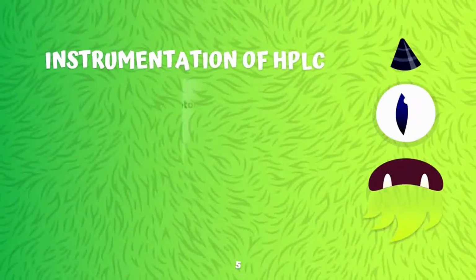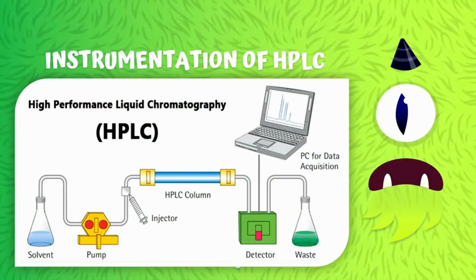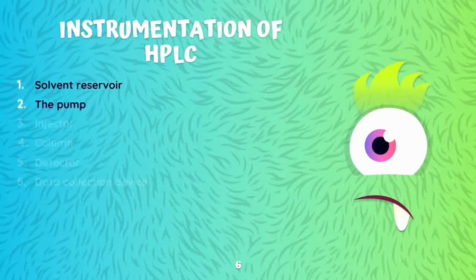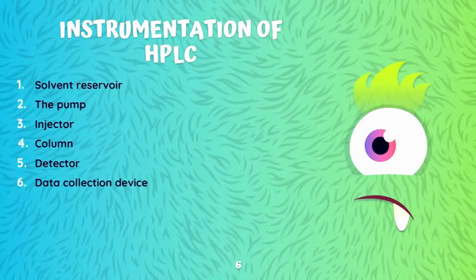As you can see here, this is the instrumentation of HPLC. For this experiment, the researcher is using a Perkin-Elmer Series 200 model HPLC instrument. There are 6 systems of instrumentation of HPLC. The first one is the solvent reservoir, the second one is the pump, the third one is the injector, the fourth one is the column, the fifth one is the detector. In this experiment, the researcher is using a UV absorbance detector, and the last one is the data collection device.